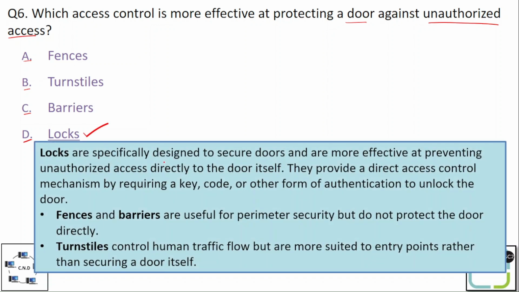Locks are specifically designed to secure doors and are more effective at preventing unauthorized access directly to the door itself. They provide a direct access control mechanism by requiring a key, code, or other form of authentication to unlock the door. Fences and barriers are useful for perimeter security but do not protect the door directly. And turnstiles control human traffic flow but are more suited to entry points rather than securing a door itself.